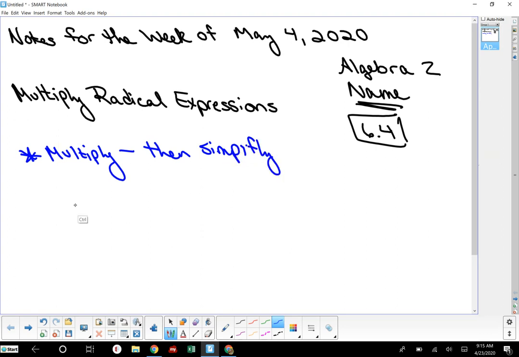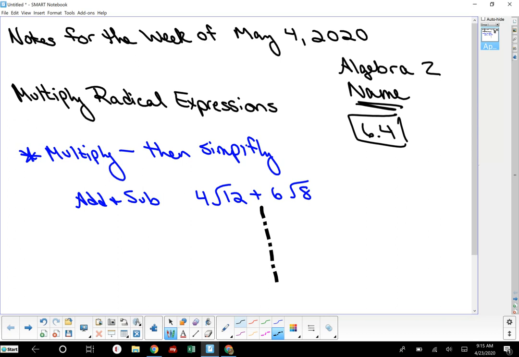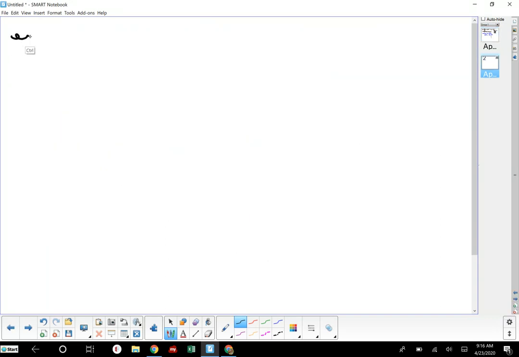Okay, remember that when we did addition and subtraction, if you had something like 4 radical 12 plus 6 radical 8, I asked you guys to draw a line down in between them, do them completely separately, so you simplified first, and then you added your answers together. This is going to be backwards because you can multiply these terms together. You don't have to separate them that way. So this is going to be a different process, and I think easier, actually, than adding and subtracting. Okay, so here's example number 1.